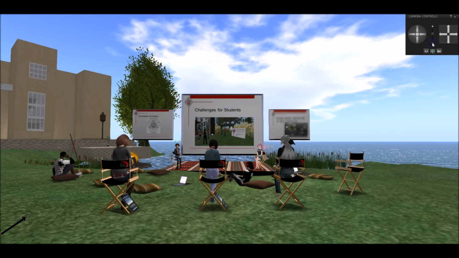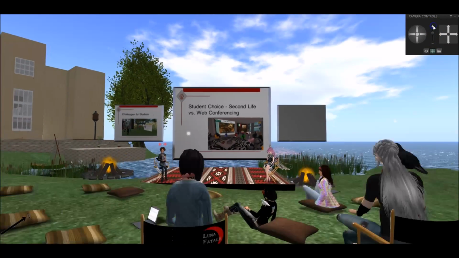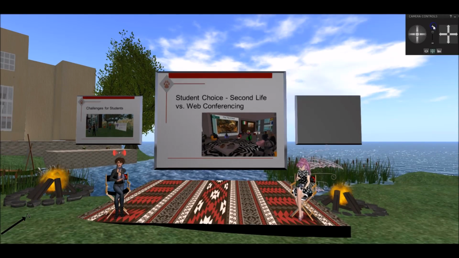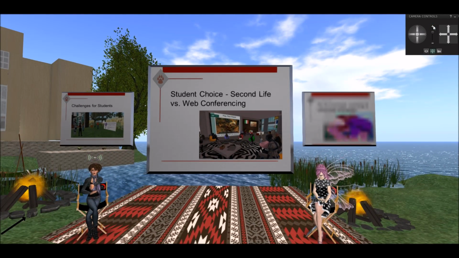And so maybe we should just jump to that, and then we can come back to the challenges. So why do you think, Shannon, that the students chose Second Life over web conferencing?